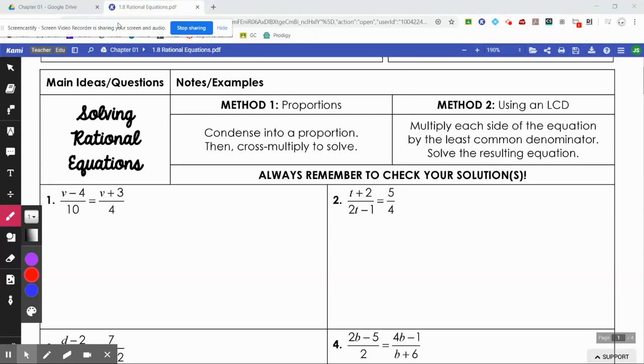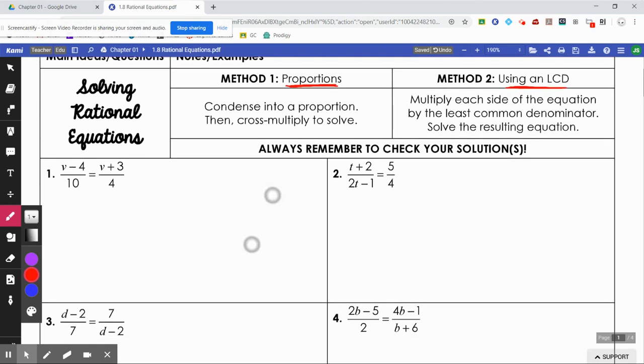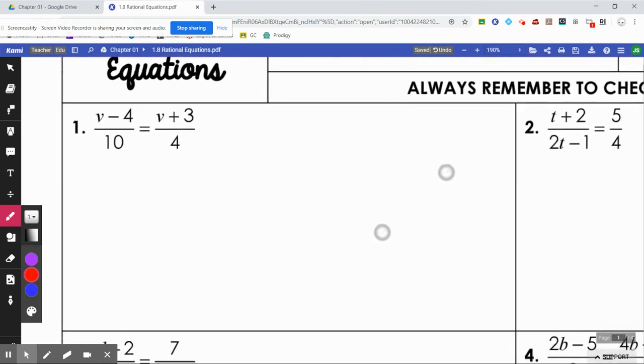Okay, in this video we're going to be solving rational equations, and we have two different methods here. The first one is if we are dealing with proportions. We're going to solve it this way: we can condense into a proportion, then solve by cross multiplying. And then the second method is using an LCD, where we're going to get rid of all of our fractions by multiplying through by a least common denominator.